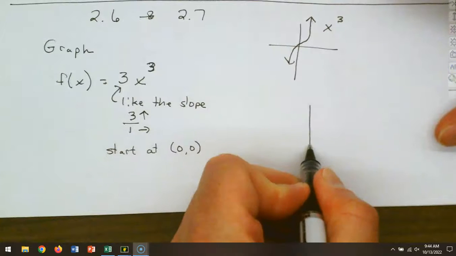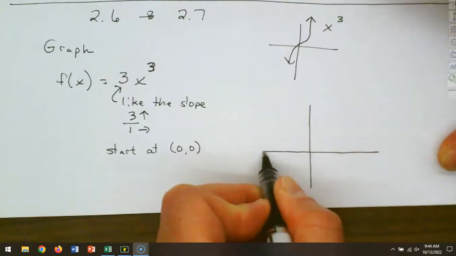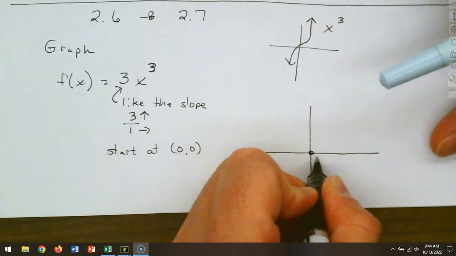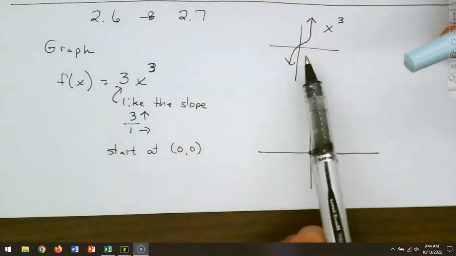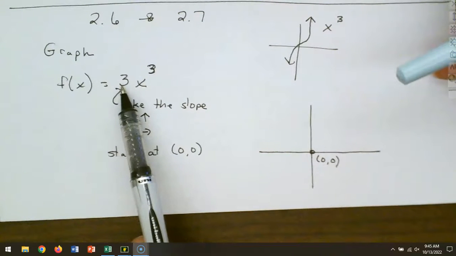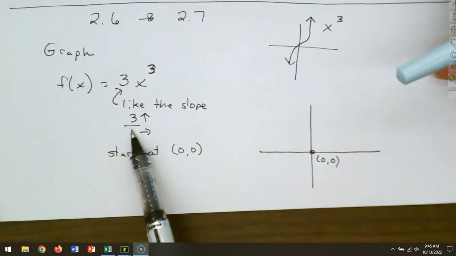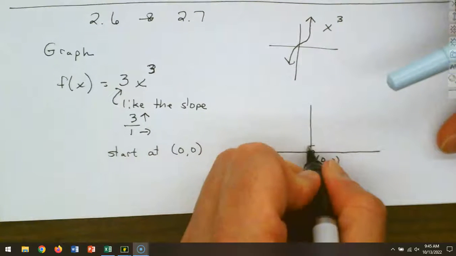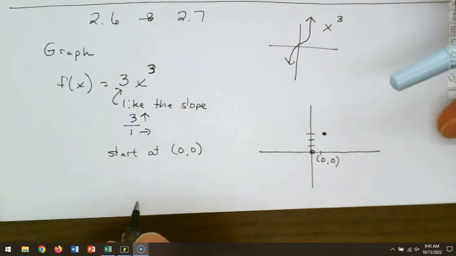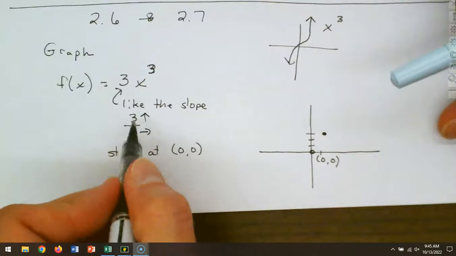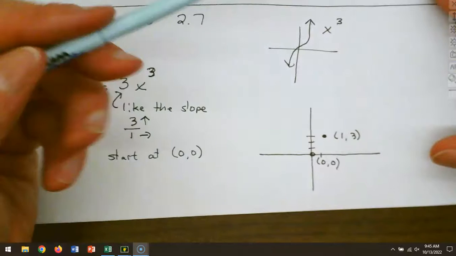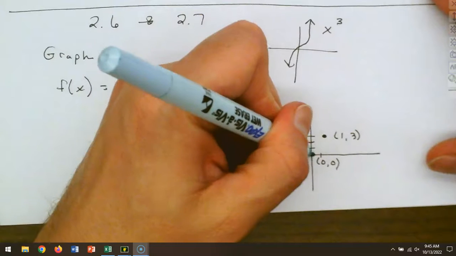Let's go ahead now and plot some points. It's going to start at 0, 0. So I'm going to start right here at 0, 0. And it needs to look like this. We're going to start at 0, 0. And what's that number in front? That's a 3 over 1. So that's going to be up 3 and over 1 unit. So that's another point right there. When I move it up 3 over 1, that's going to be at 1, 3. Now, we don't connect them together with a straight line because this is curved here. So we're going to go ahead and curve it like this.